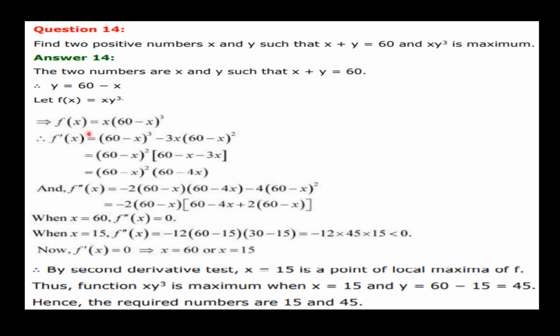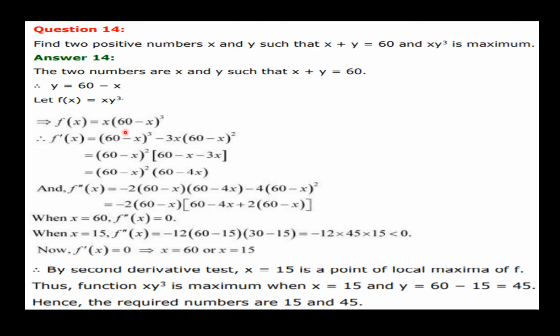Understood, my children? LHS is equal to, come to RHS. It is in the form of uv, where u is equal to x and v is equal to 60 minus x whole cube. Here we use the uv formula, the product rule. We are doing that part in our mind and we are writing this step directly.